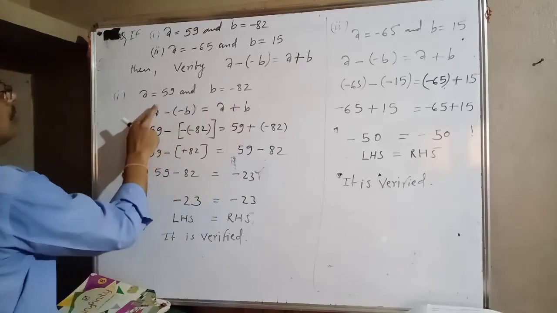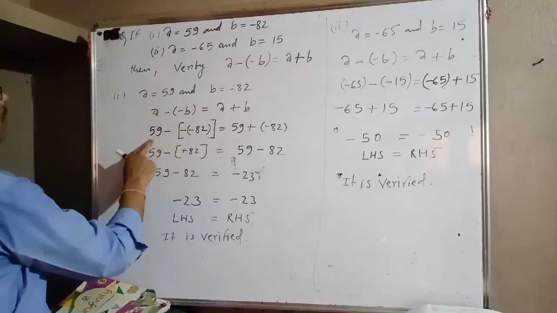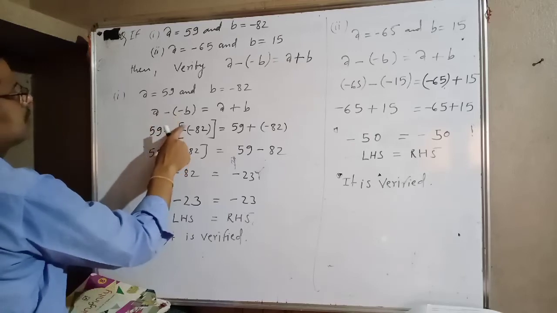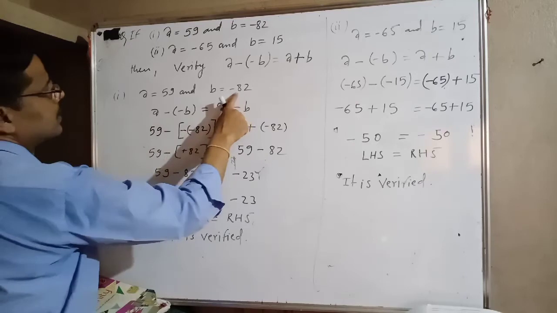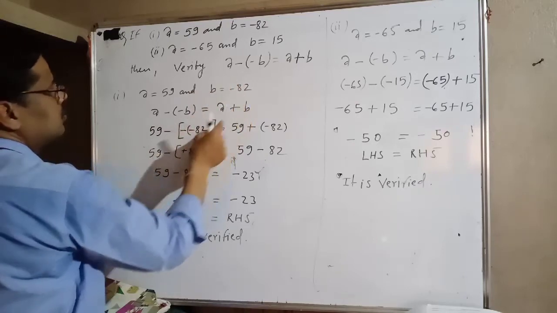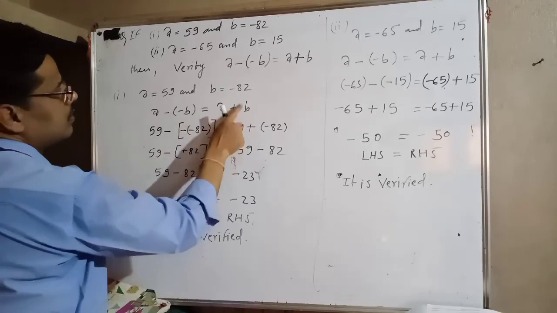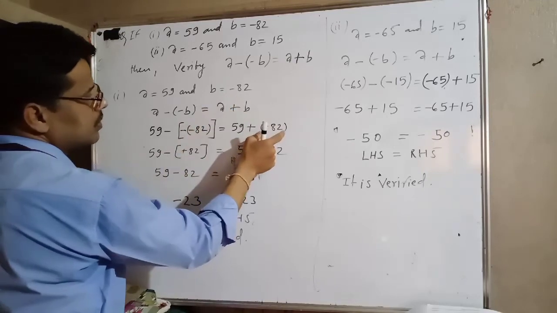What is the value of a? 59. So we have to put the 59. The minus sign becomes as it is. Now what is the value of b? Minus 82. The value of b is minus 82. That's why we have to put it in the bracket: a is 59, b is minus 82. That's why we are putting it in the bracket.